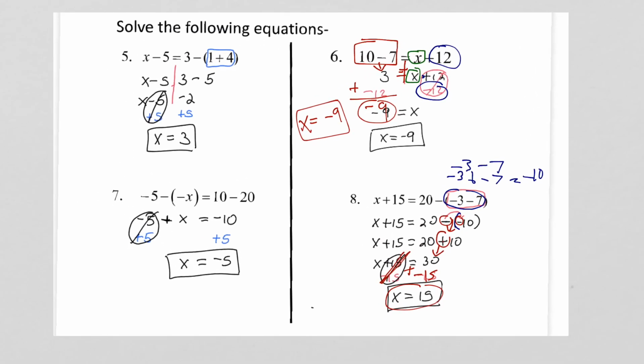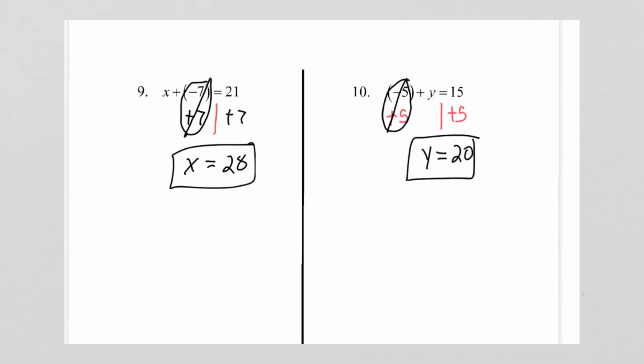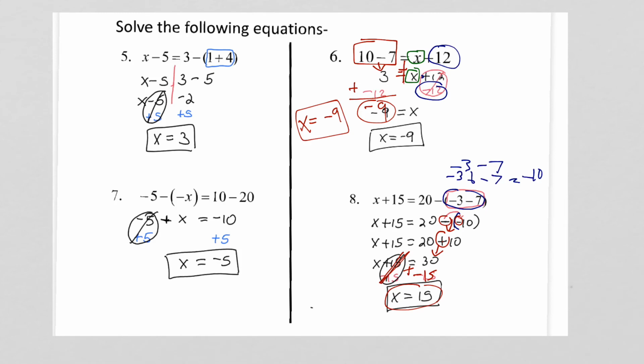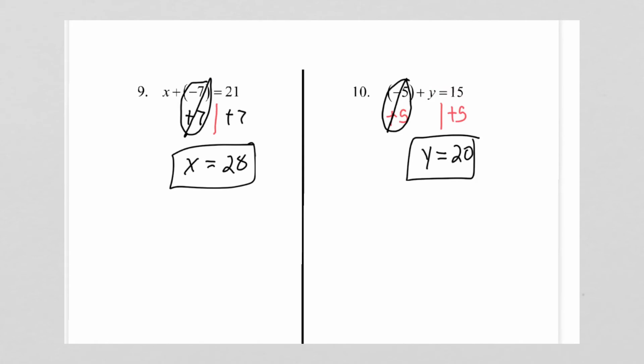Now, these aren't too bad. Try number 5 and 7, or take a look at them. If you have questions, ask me about number 5, ask me about number 7. See if you can do it by yourself. All right. Now, these right here are the same thing. It's nothing different. Let's say number 10 is negative 5 plus y equals 15.